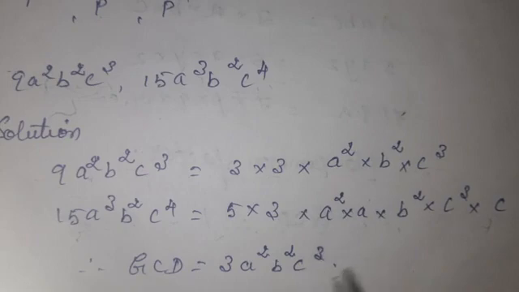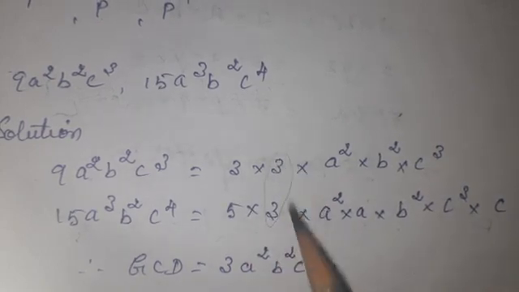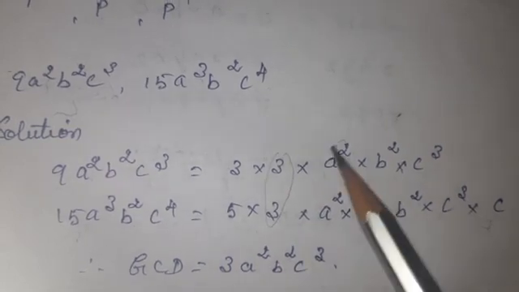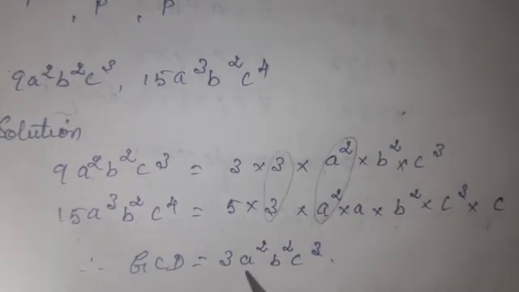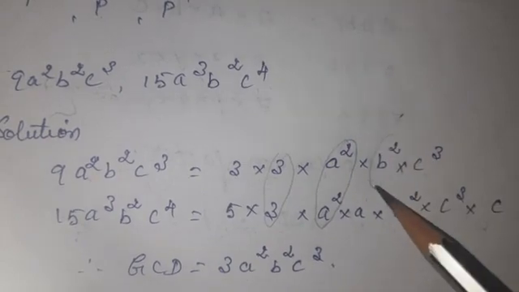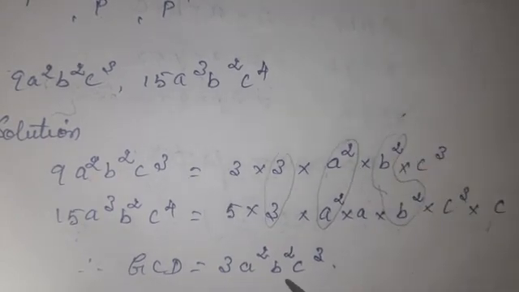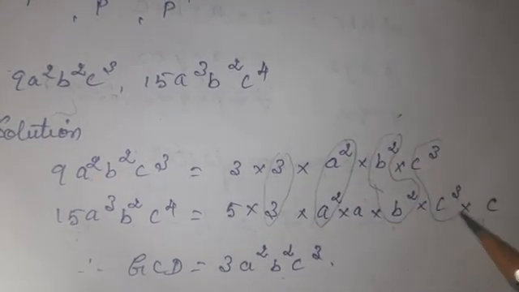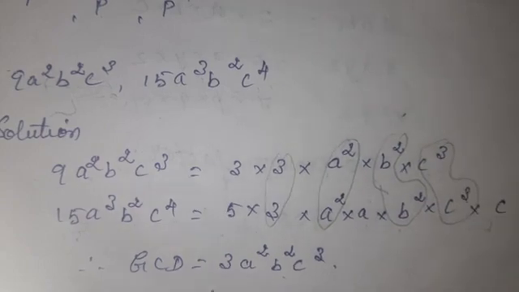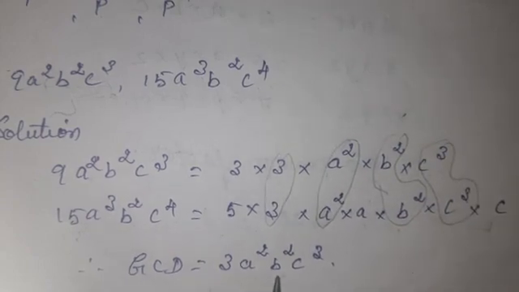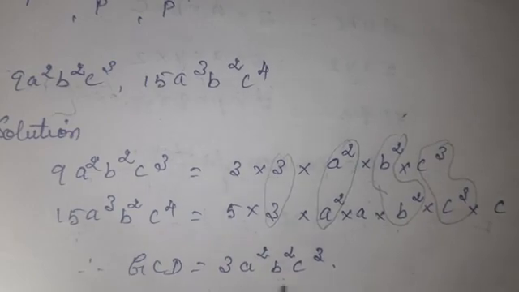Now select the common. What is the common? These two are common, no. So I selected this 3. Then these two common, it is a square. Next common is this one, so b square. Next common is this. So our answer is 3a square b square c cube. This is the GCD.